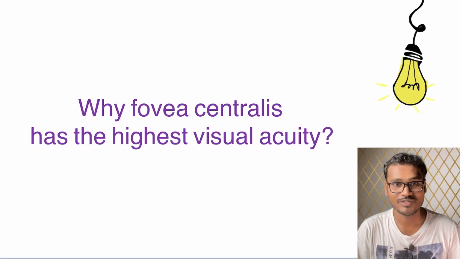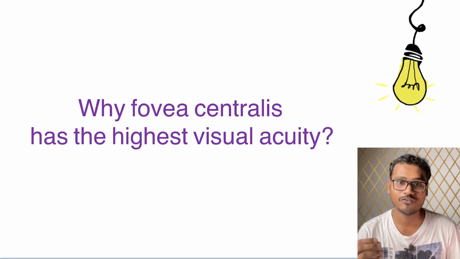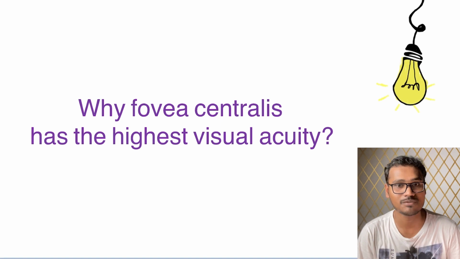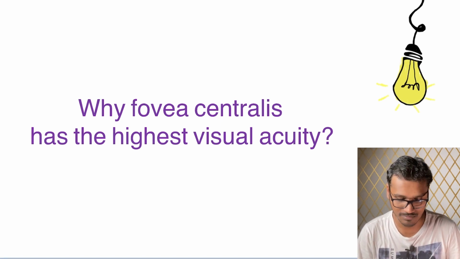Hello everyone, in today's Explain Why series, we are going to understand a beautiful concept, that is why the Fovea Centralis has the maximum visual acuity. Many a times we call it the central vision, and it has the maximum visual acuity. Let's try to understand the reason behind it.